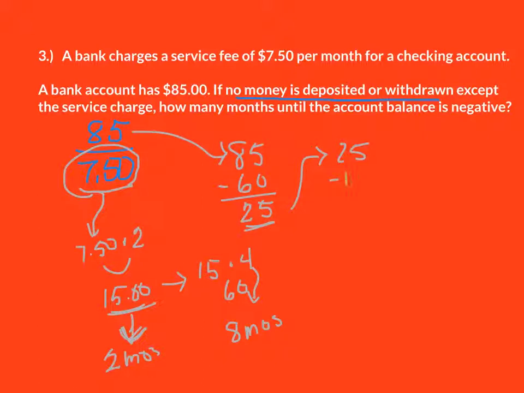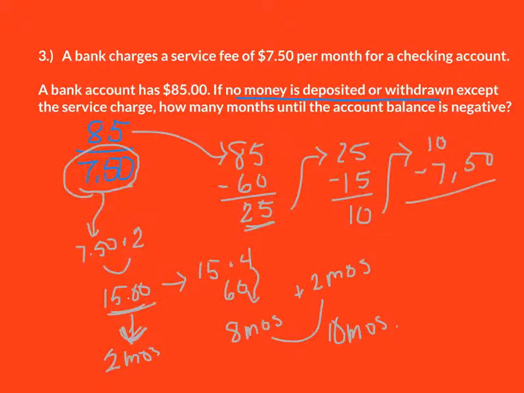25 minus 15. $10 still left. That's another 2 months. So I'm up to 10 months. I've still got $10. So I know if I do $10 minus $7.50, that's going to leave me with $2.50. So this has brought me to 11 months.